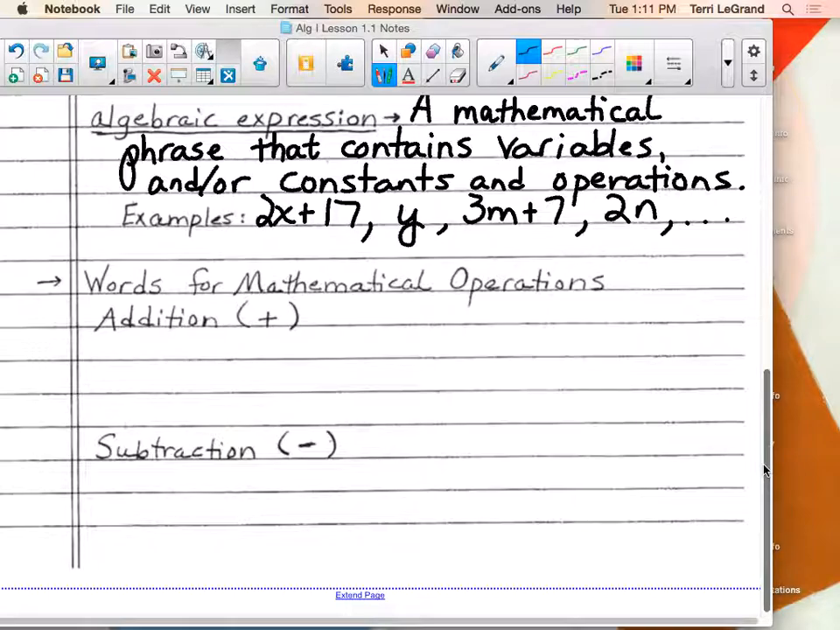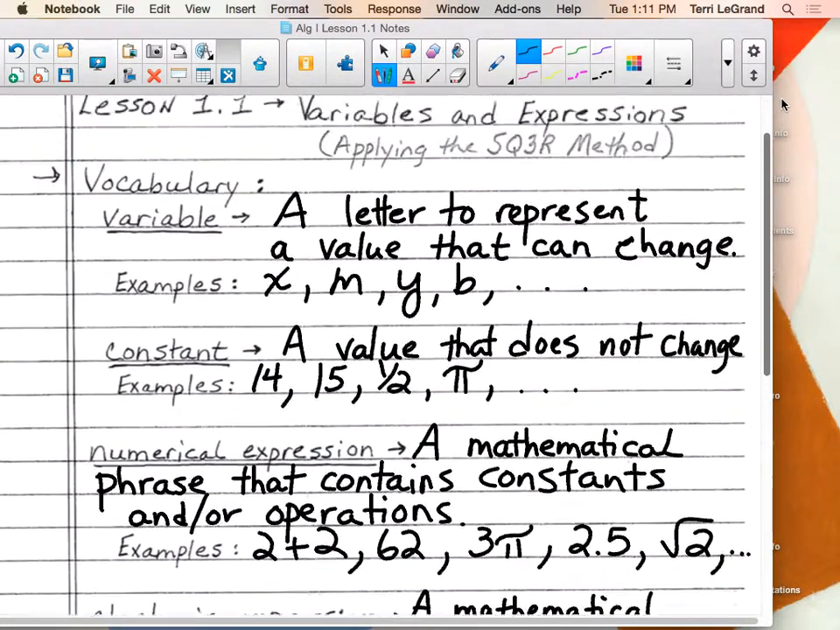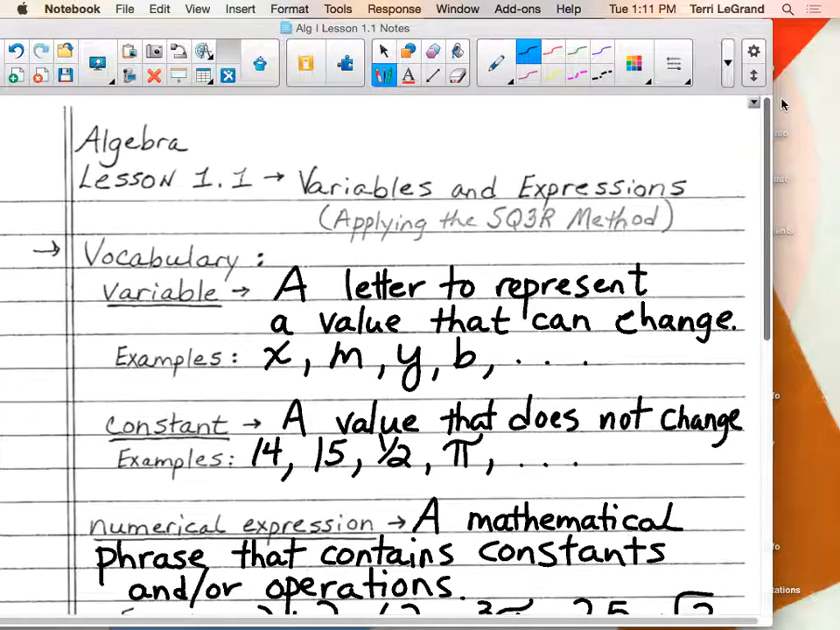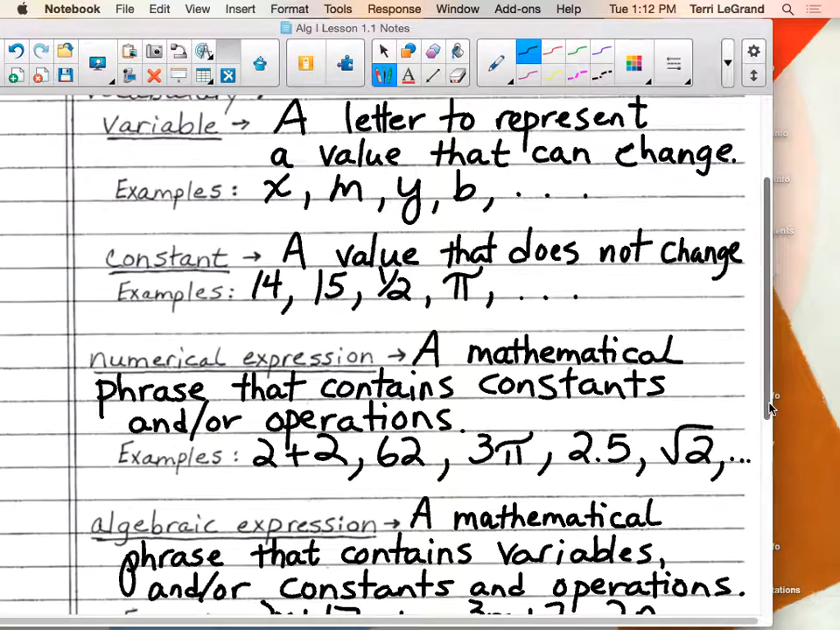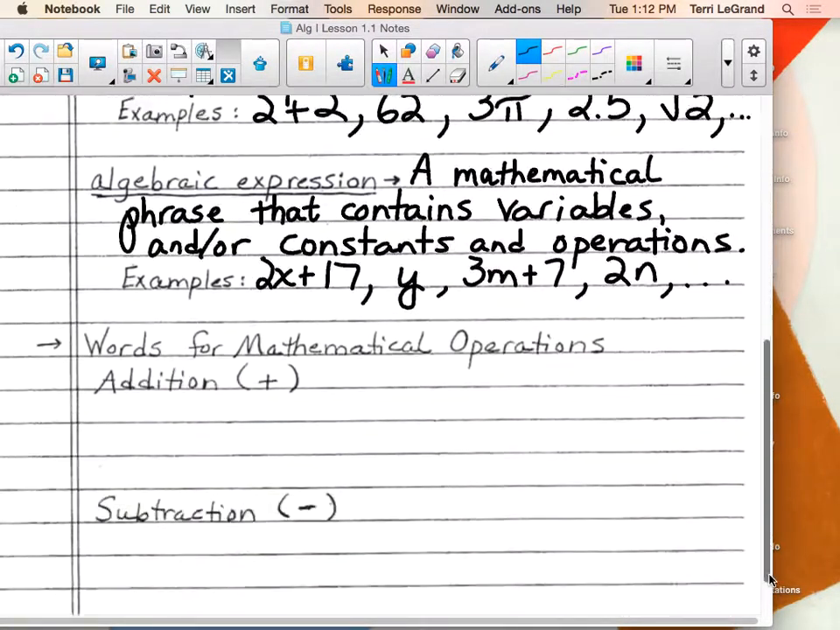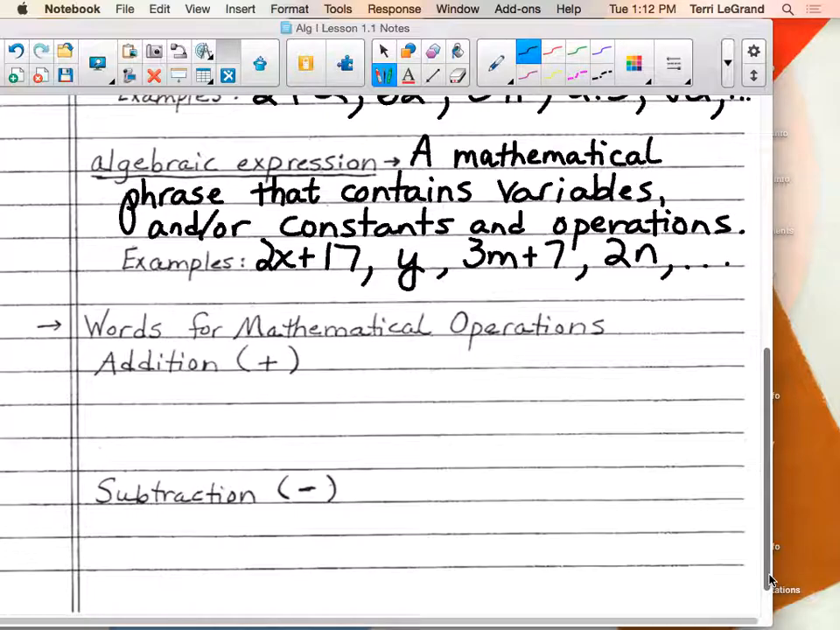That's just the vocab. Because what we're practicing right here is one of the things that you should have had in your reading, the SQ3R method. There are going to be times you have to take your own notes, and I'm going to tell you to SQ3R a particular lesson in your notebook. And when you SQ3R, one of the things you want to make sure you include is the vocabulary and examples of it.